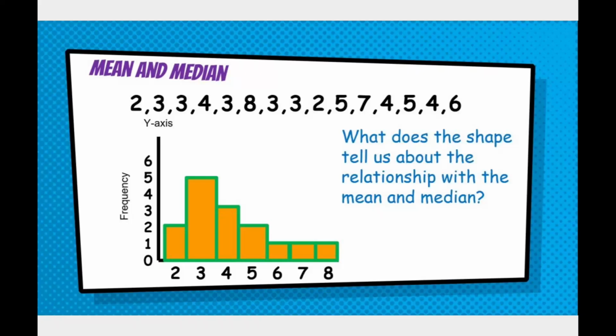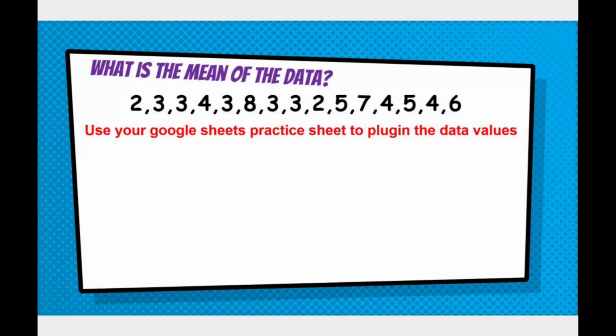What does this tell us about the relationship with the mean and the median? Based off of what we just got done talking about, the median in this case for this data would be less than the mean. And if we plug this into our practice sheet, we should be able to see that the median is less.